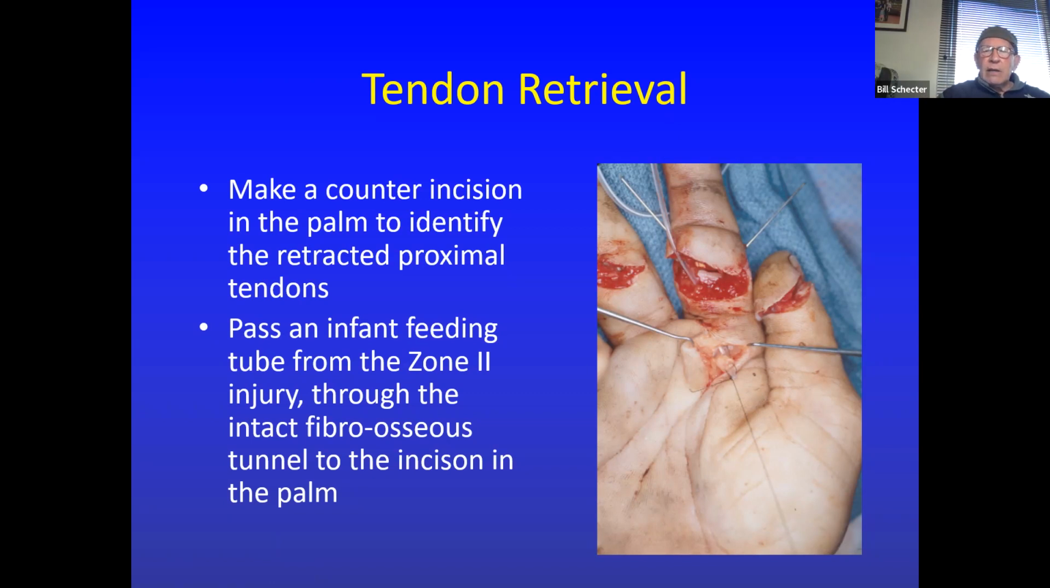Everybody got that? Any questions about that maneuver, about how you retrieve a profundus tendon which is retracted into the palm and bring it back through the fibroosseous tunnel, hold it in place with a hypodermic needle, and then do your tendon repair? Okay, everybody's clear on that? Good. Let's keep going then.